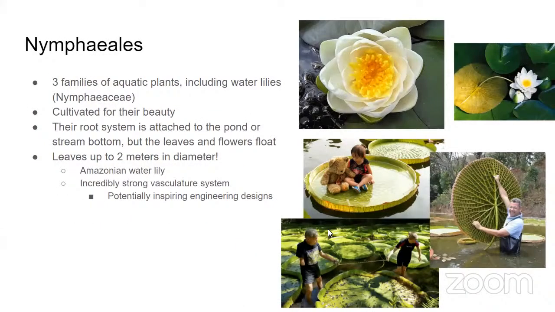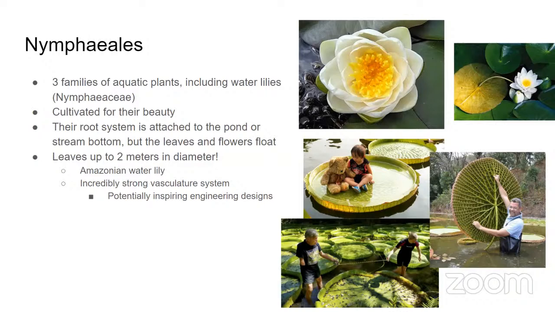Our next basal angiosperm is the Nymphaeales. These are aquatic plants, 3 families of them, including the water lilies. They're beautiful, they're cultivated. I'm sure you have all seen a water lily at some point, so you have all seen this order at some point. Thing to know about them is that even though they're floating on top of the water, they are connected to the ground. They have root systems that attach to the bottom of the stream or pond they're growing in. But it's the rest of the structure of the flower that's floating.